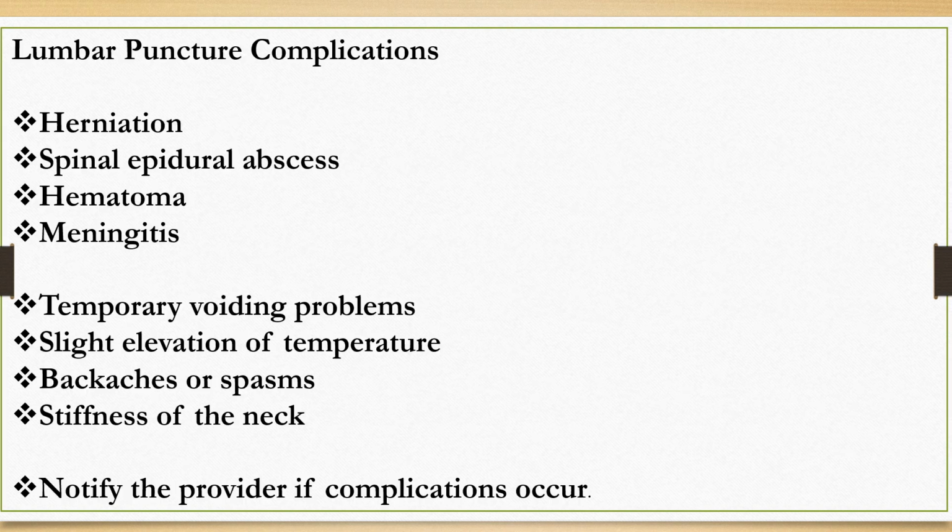Other complications of lumbar puncture include herniation of the intracranial contents, spinal epidural abscess, spinal epidural hematoma, and meningitis, which are rare but serious. Other complications include temporary voiding problems, slight elevation of temperature, backache or spasms, and stiffness of the neck. Monitor the patient for complications of lumbar puncture and notify the primary provider if complications occur.